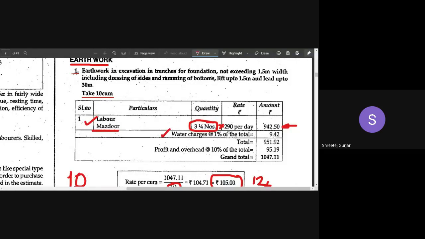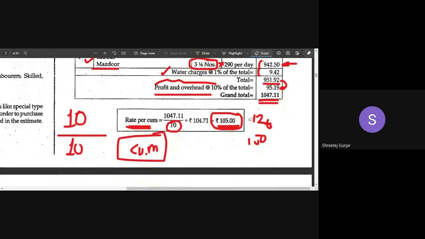Water charges, we add 1%, because we require ramming of bottoms, and before ramming you sprinkle some amount of water. So we need some water, and water charges we add as 1%. Then the total, you have to calculate this plus this. And then you add your profit: 10% for profit and overhead. Both profit and overhead are included in this 10%. So 10% of this item is 95. Then the grand total will be 1047.